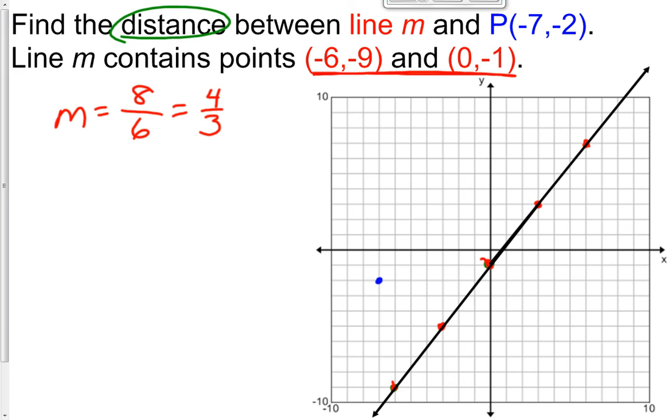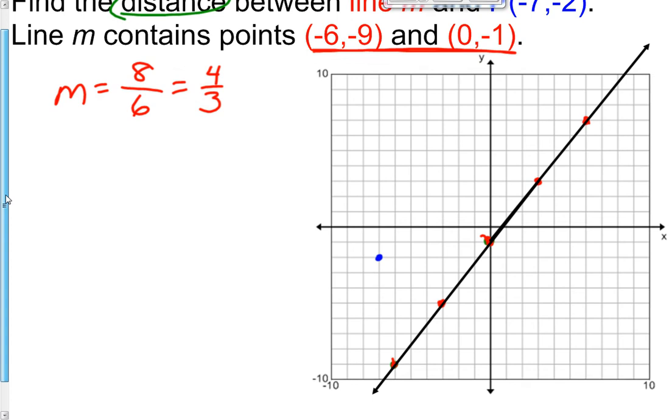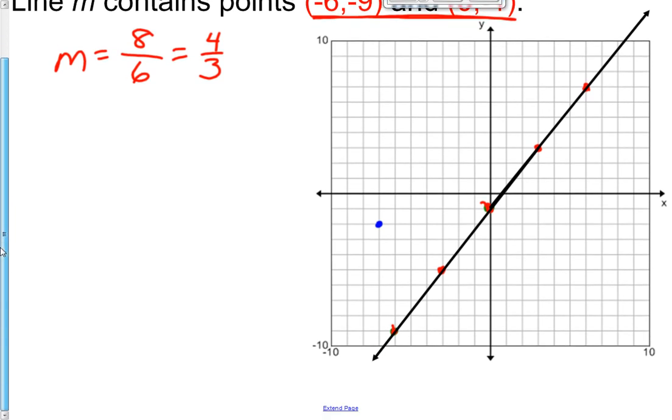So now we want to find the distance from the blue point to the black line, line M. Okay? So now we're going to construct the perpendicular distance, and we'll do this geometrically first. So I'm going to take out my compass. I'm going to put my needle on the point.